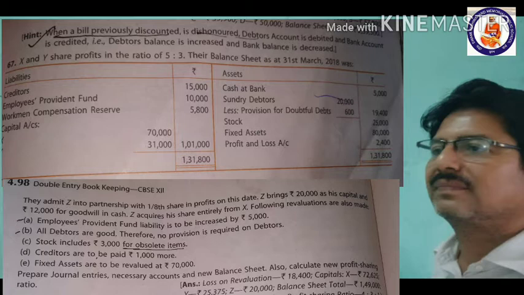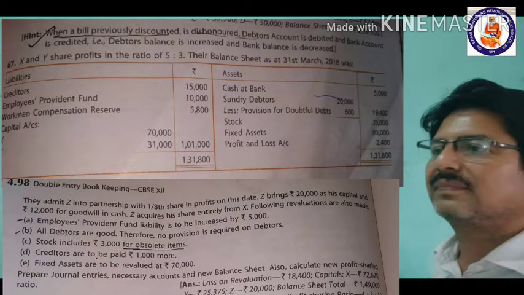And the asset side, when we see here: cash at bank 5,000, sundry debtors 20,600. Provision for doubtful debts is given here, 600 rupees. Net debtors are 19,400. Then stock is given 25,000, fixed assets 80,000, and profit and loss is given here 2,400. Profit and loss, as I told you, is the loss given on the asset side.